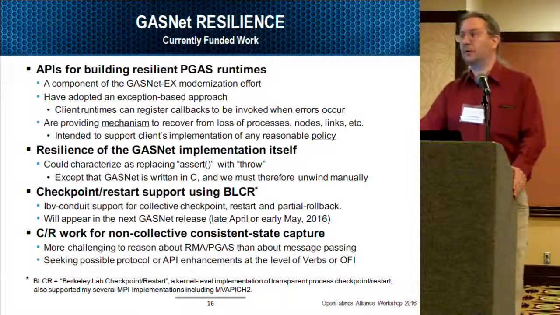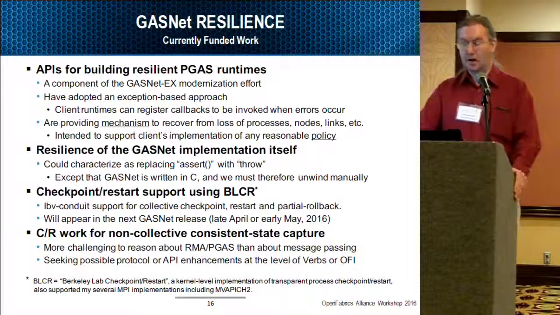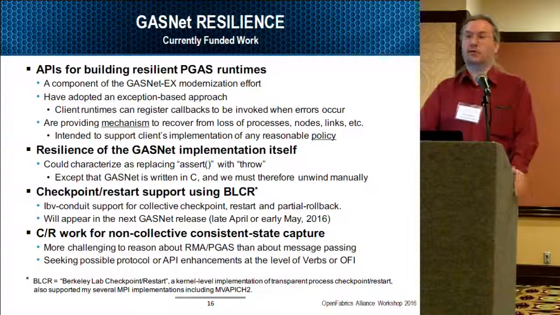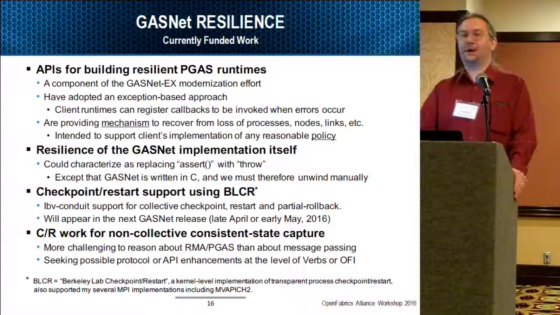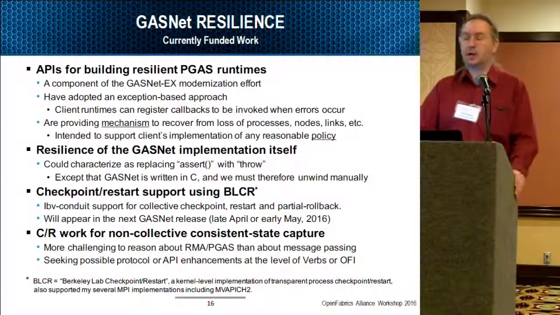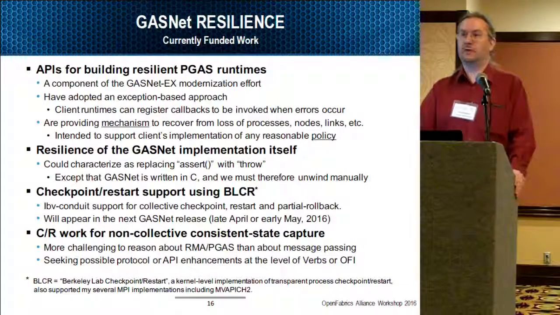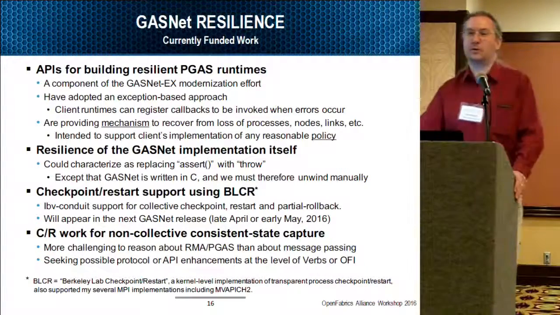Again, my time's running down, so I won't try to read everything in extreme detail. But we are working very hard on resilience as one of the focus areas. This includes providing something other than assert as a mechanism for error handling. In particular, the GASNet-EX API provides a mechanism for registering error handlers, callbacks, where the code above us, which we refer to as our client, can register code to be invoked with information about the operation that failed and the nature of the failure, and give mechanism rather than policy for recovery from errors. Part of that, of course, is that we have to be resilient.